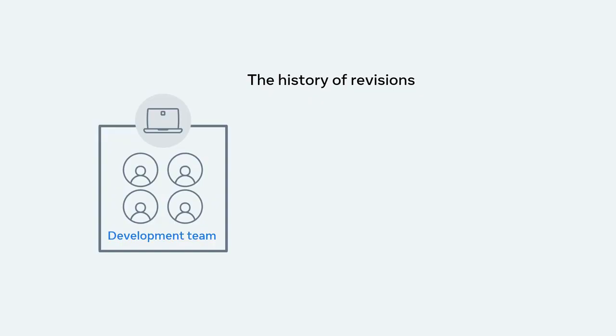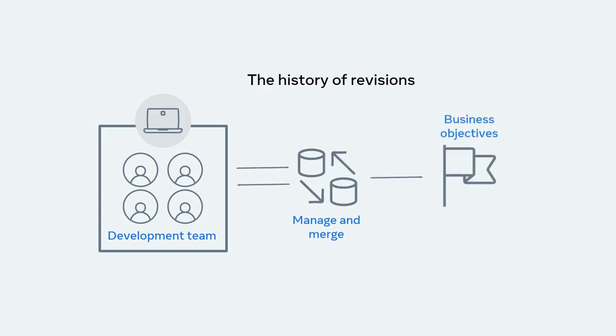Typically, on a new project, you will encounter changes in one task that may cause potential issues or conflicts with another. The history of revisions will give the team the ability to manage and merge these changes and deliver the business objectives in a timely manner.